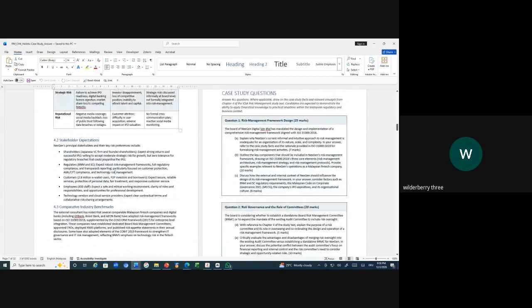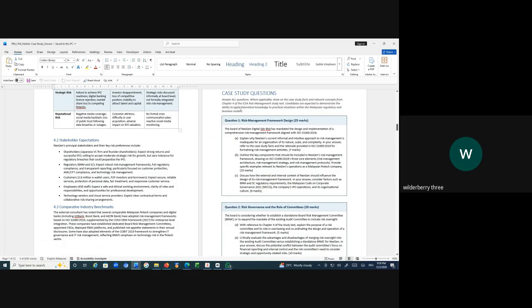Then what are the stakeholder expectations? Here you have the shareholders, the regulators, the customers, the employees, and the technological vendors, and you see what they want. They expect: shareholders, a strong return, of course; regulators, a robust framework; customers, secure, reliable services; employees, a safe and ethical environment. Then you have a comparative case study, and then all the questions come along.